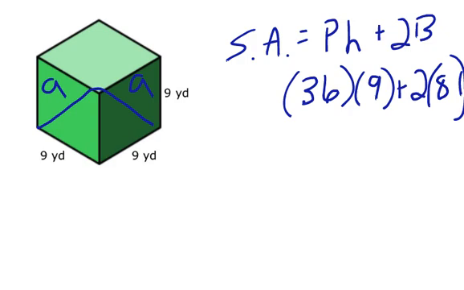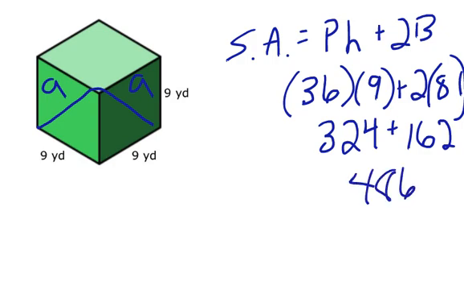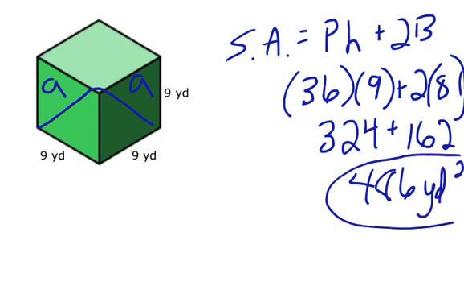And then when you put the numbers into your calculator, 36 times 9 is 324, and 2 times 81 is 162. And then all you have to do is add them together, and you get 486, and it is yards, and because we're doing surface area, it's squared. So 486 square yards. And that is how you do it using the formula. So now let's do it using a net.